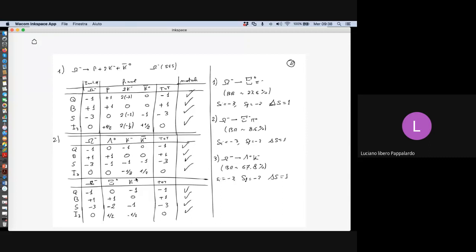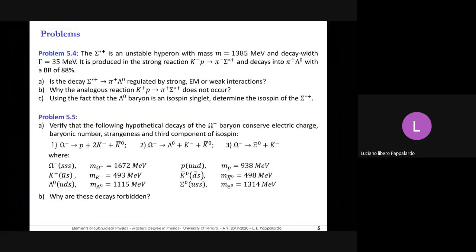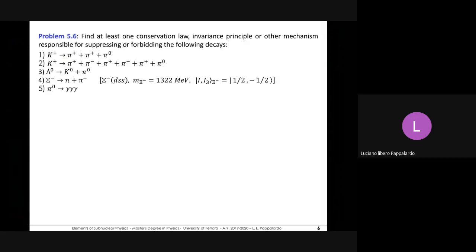All right, let's move on to the other. 5.6, find at least one conservation law, invariance principle, or other mechanism responsible for suppressing or forbidding the following decays. Okay, so we have a K plus into pi plus pi 0, K plus into pi plus pi minus pi plus, pi minus pi plus pi 0, lambda 0 into K0 pi 0, xi minus into a neutron pi minus, and here we have also the information about the isospin and the quark content, and then the pi 0 into 3 gamma.